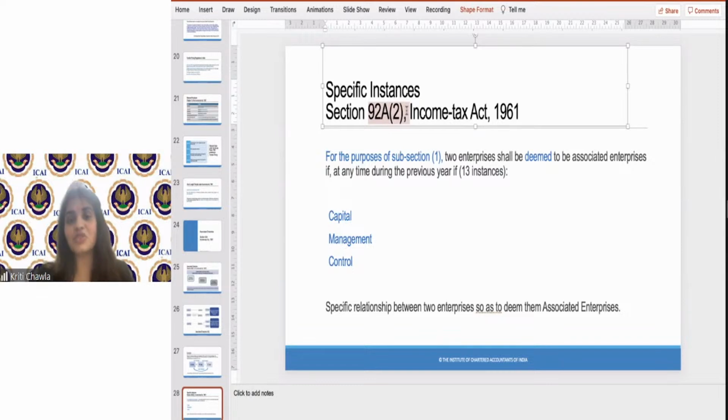Do you think they are associated to each other or not? They are following 92A1, but they are not following 92A2.